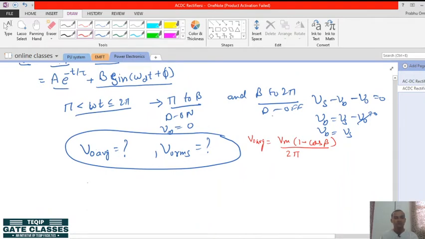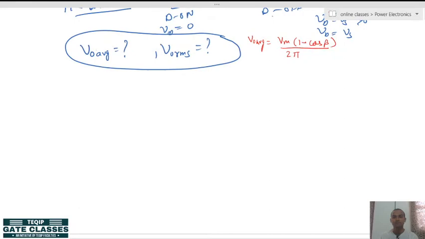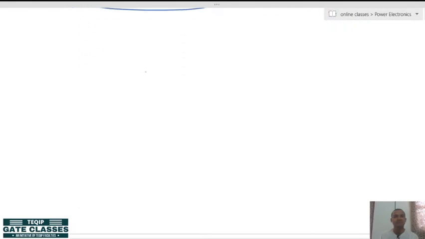So now let's move on to the next load, that is the single phase AC/DC rectifier with RLE load. The RLE load is a very common type of load, such as motor load and battery charging circuits.